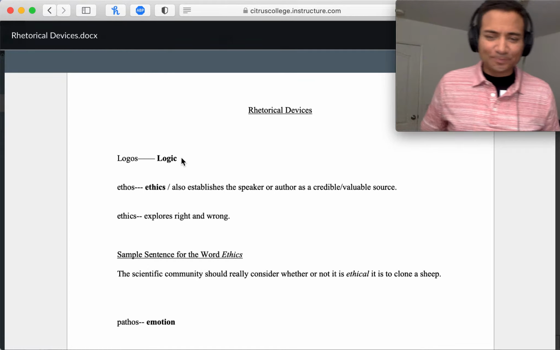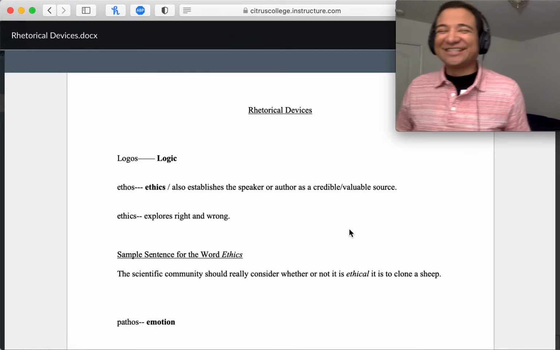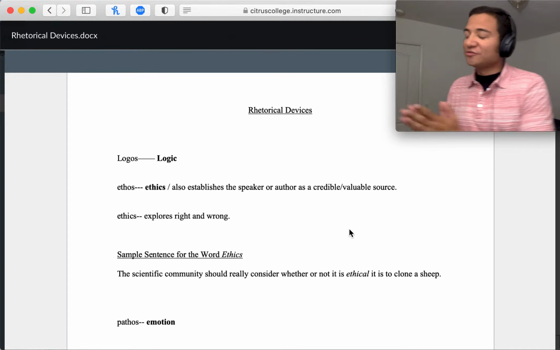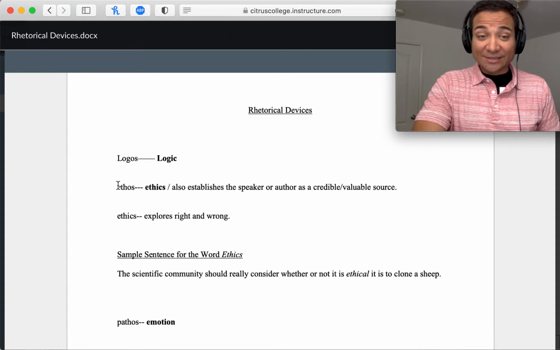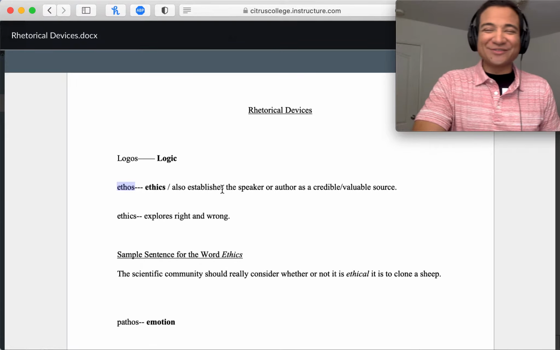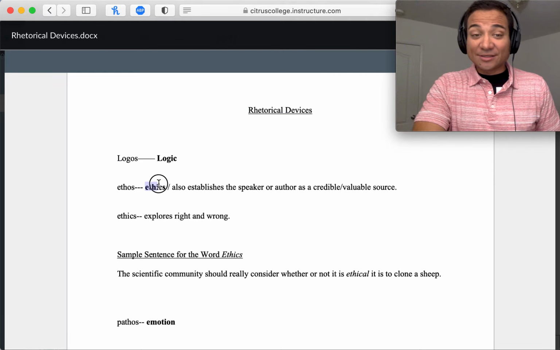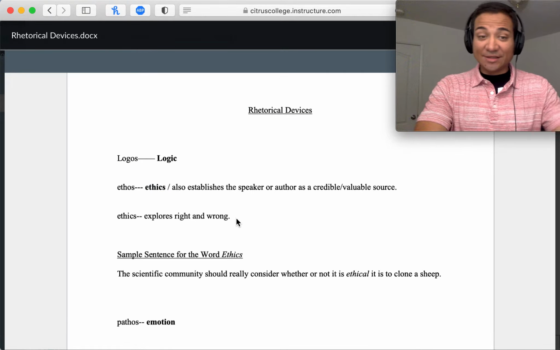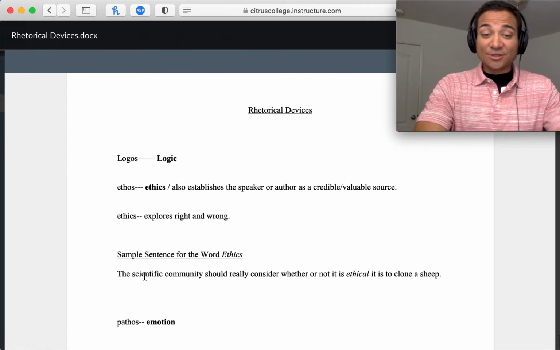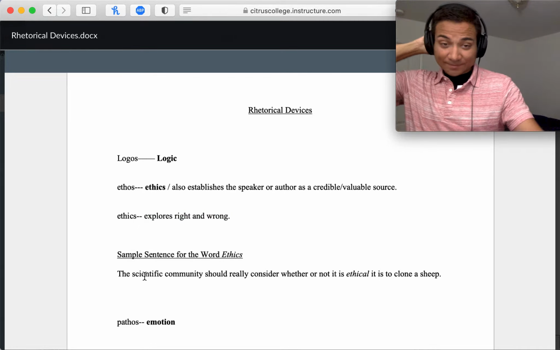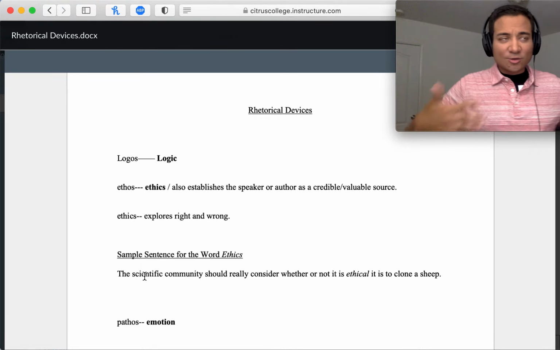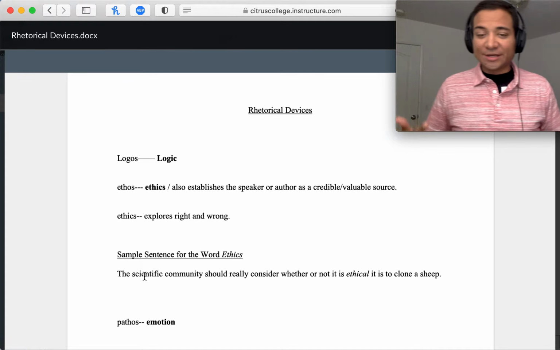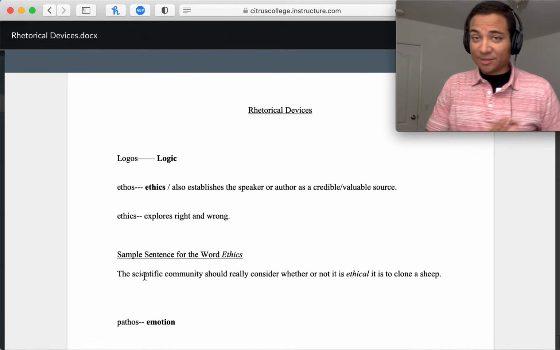Appeal to logic. The other way that a writer can move to fulfill their objective, to try to do something, is with what is known as ethos. This is our second rhetorical device. And I love that it starts with ETH. This is an appeal to ethics. First of all, what is ethics? Ethics explores right and wrong. So just for example, when we consider, okay, just what is too far for science? Like, is cloning ethical? Like cloning a sheep?